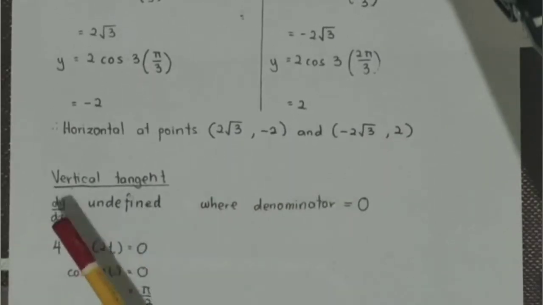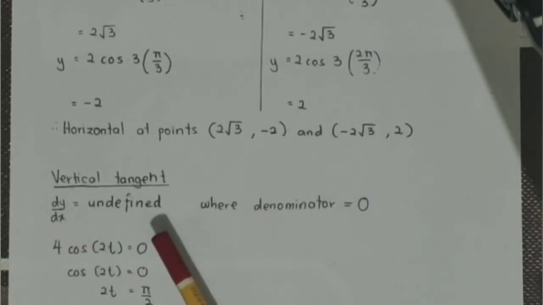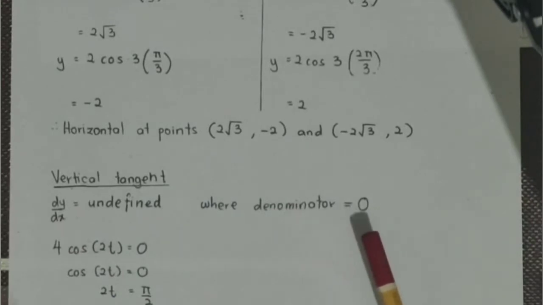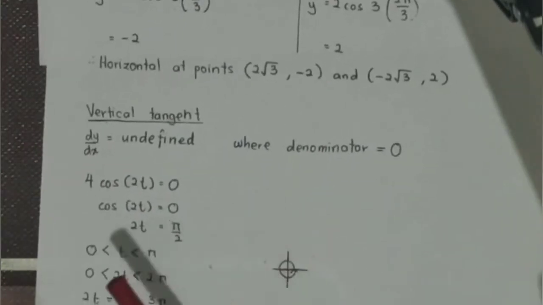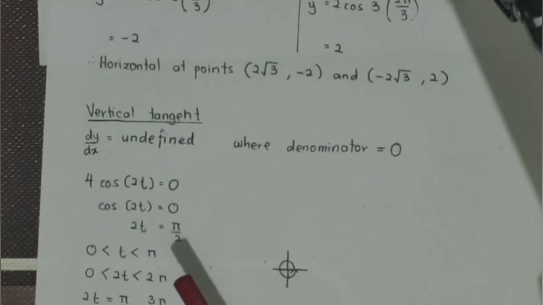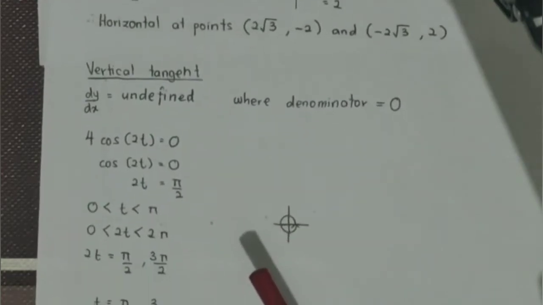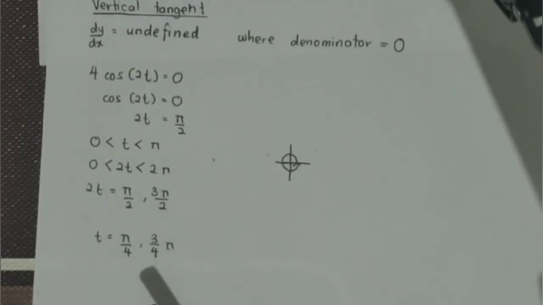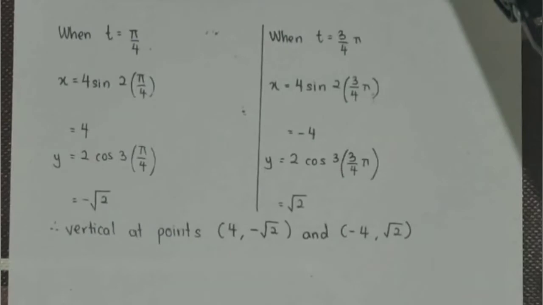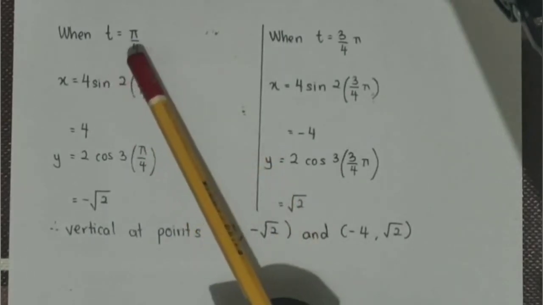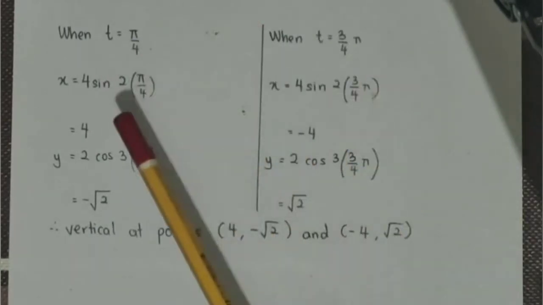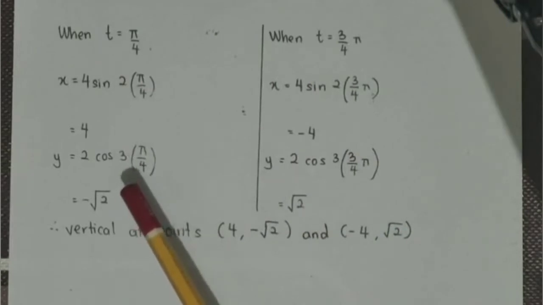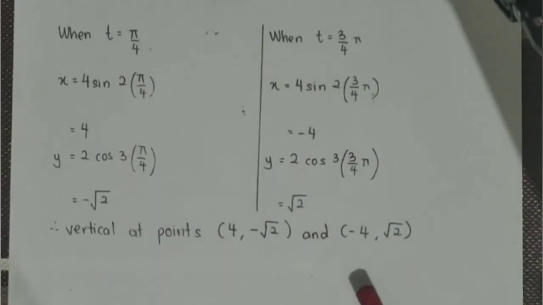For the vertical tangent, dy over dx is undefined. So we take the denominator equal to 0. So we will get 2t is equal to pi over 2. We multiply the equation from above by 2 and we will get t is equal to pi over 4 and 3 pi over 4. Then we fill the value of t and put it in the equations of x and y. So the vertical tangent points are (4, -√2) and (-4, √2).